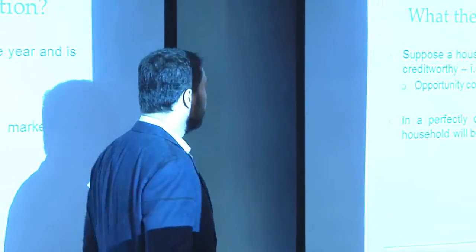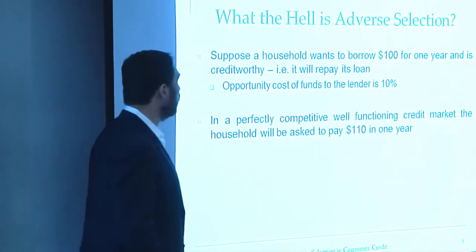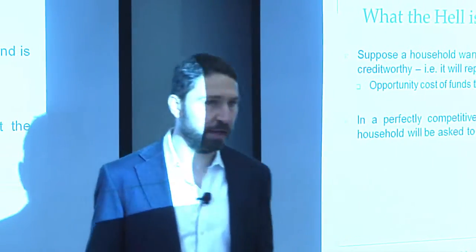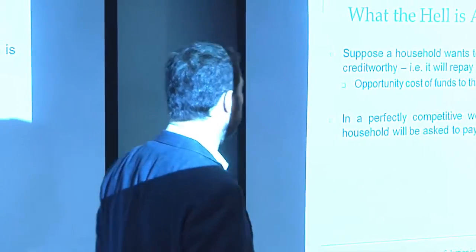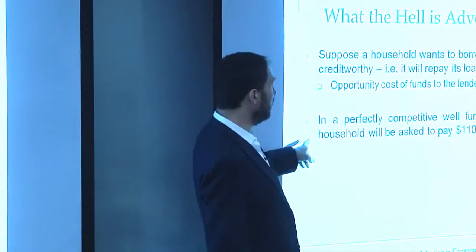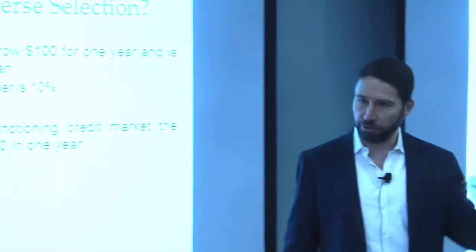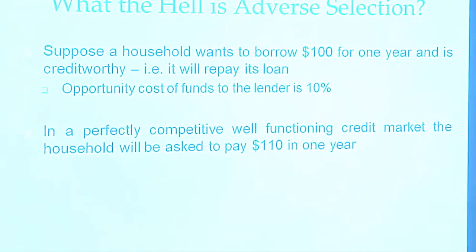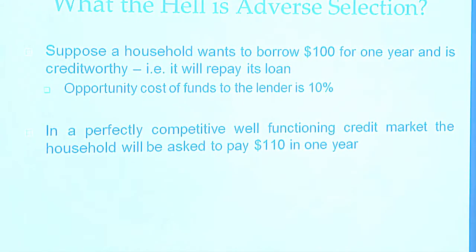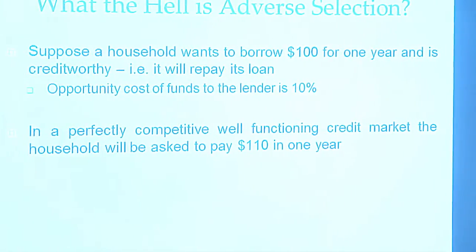Suppose that a household wants to borrow $100 for 1 year and is creditworthy, so they're going to repay their loan. Now, if the cost of capital to a bank, say, is 10%, then in a perfectly competitive, well-functioning credit market, the household will be asked to pay $110 in a year, and if the credit is worth that much to them, then they will go ahead and do that. So that's a perfectly frictionless scenario.